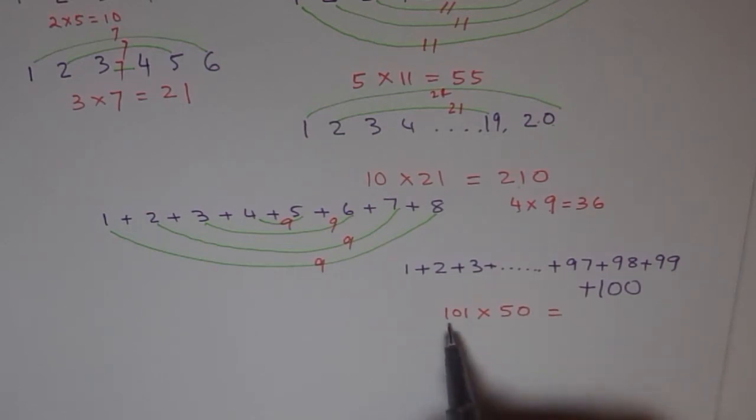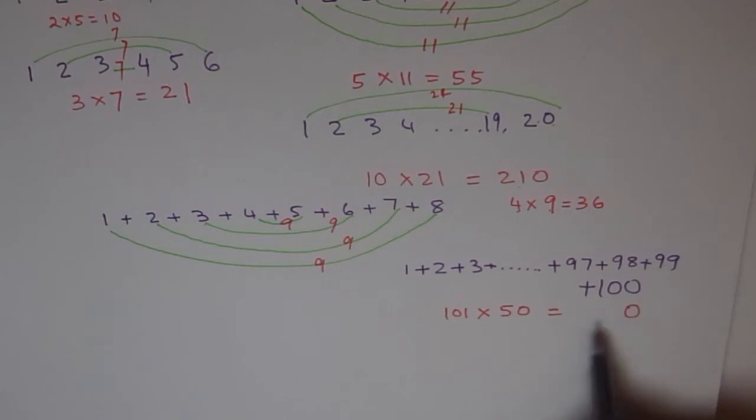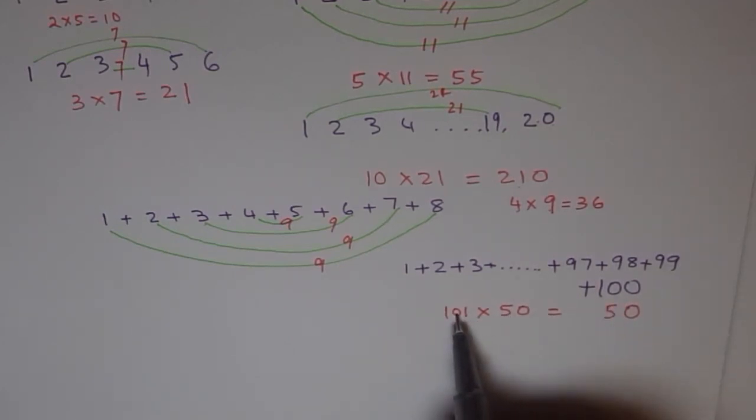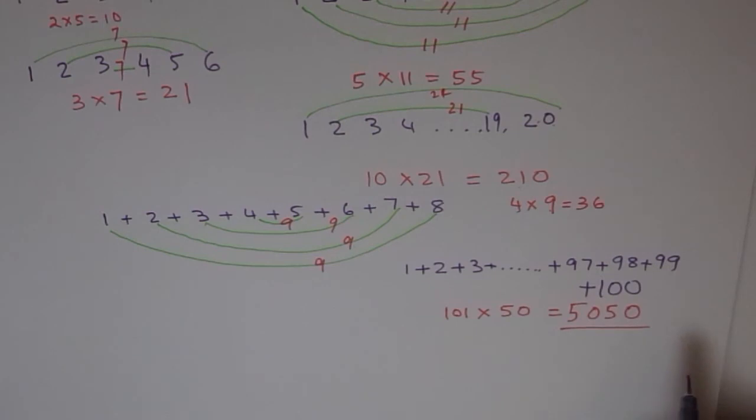Correct? 101 times 50. So when you times with 0, you get a 0 at the end. And 5 times 1 is 5. 5 times 0 is 0. 5 times 1 is 5. So that's your big number. So when you add all the numbers 1 to 100, you should get 5050. Isn't that interesting? 5050 is your answer here.